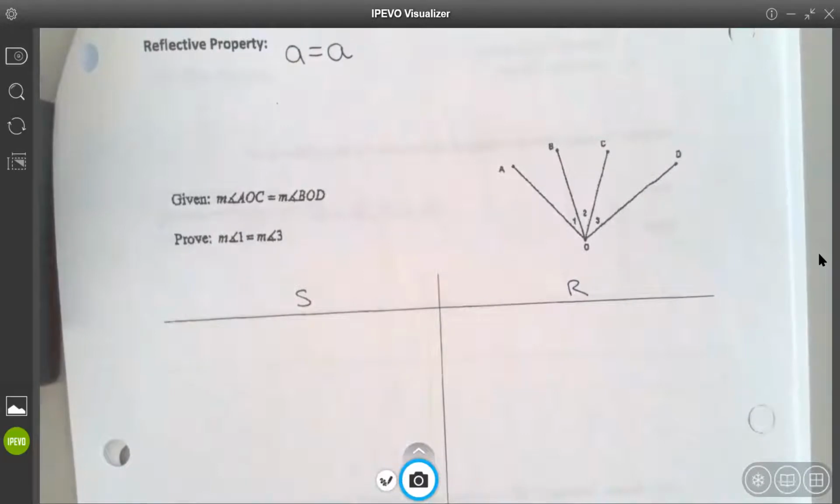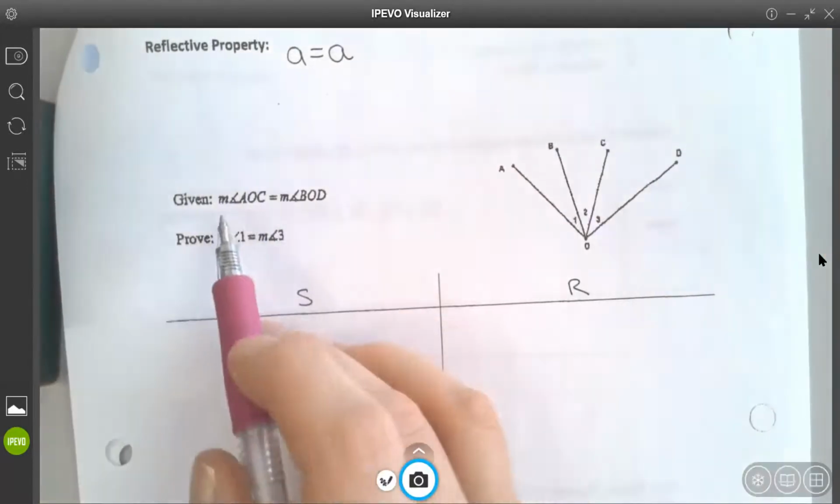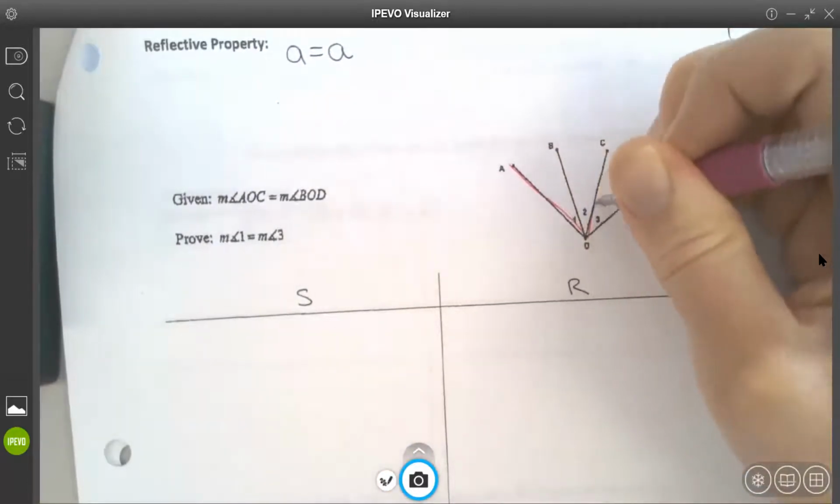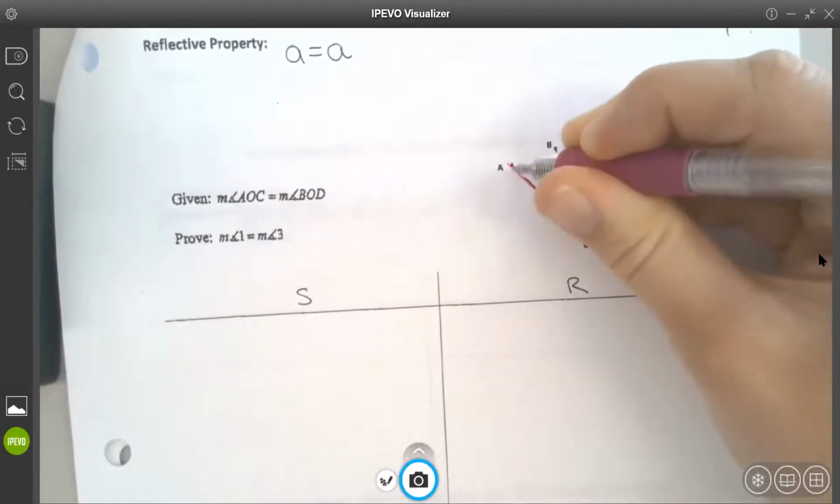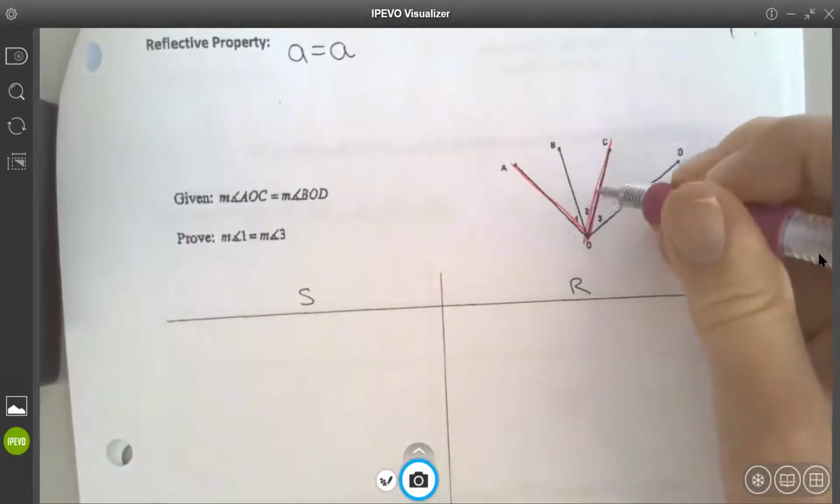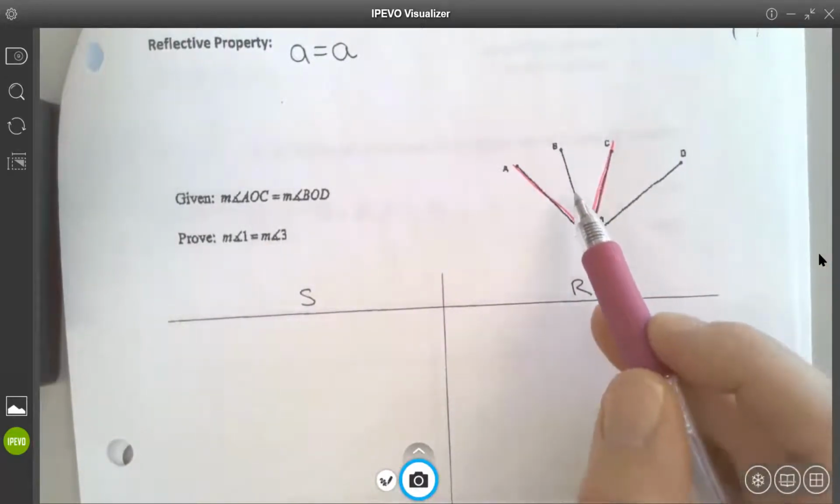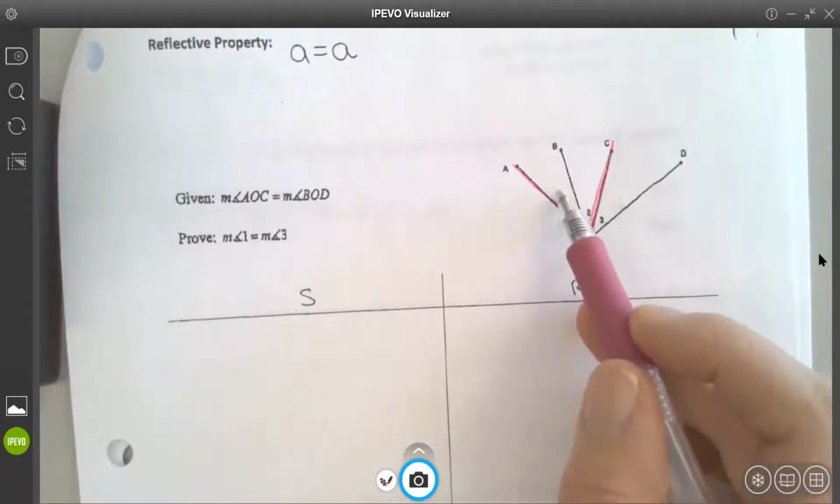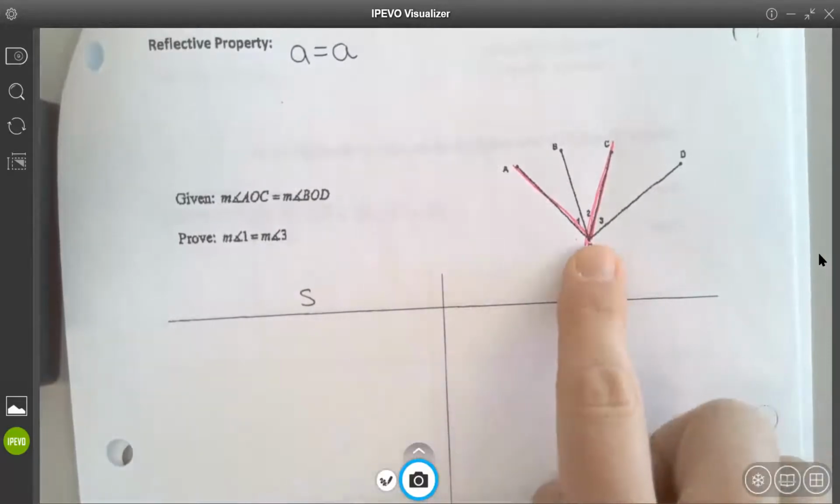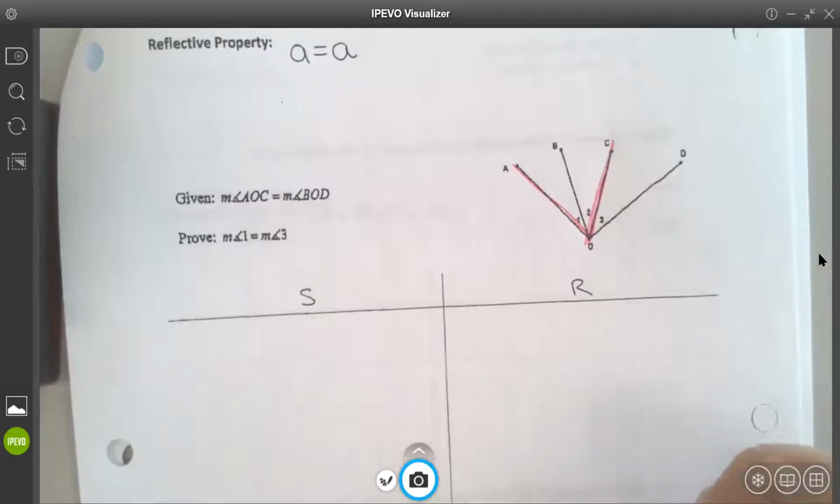First thing I'm going to do, and I like to use different colors on my diagram. It might be helpful if you get some colored pens, it's easier to see. So, my given is angle AOC. I'm color coding AOC as best I can. I'm noticing that AOC is broken into two parts. Maybe I'll have to use angle addition here. AOC is angle 1 and angle 2 together. That's what I'm noticing, that it's broken in half.